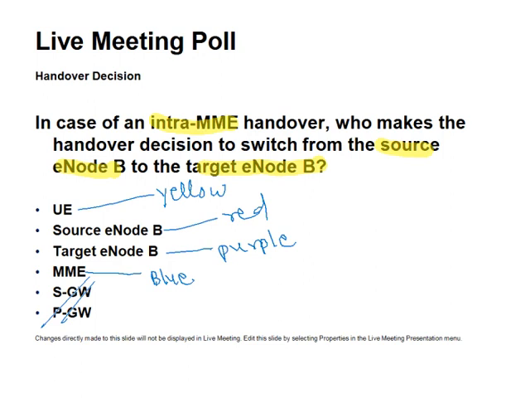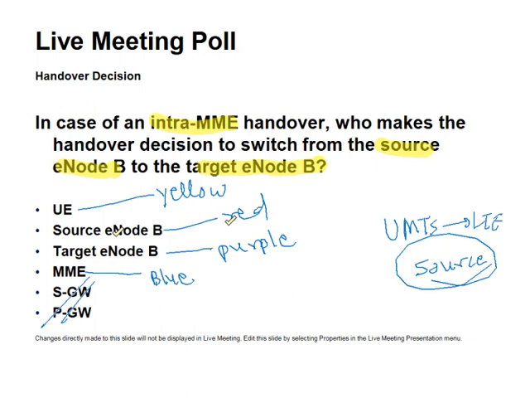Okay. So let's take a look at the colors. I see a lot of red, and that is good news. That is the correct answer. Source. The philosophy of basic UMTS and hence LTE is that source always makes the decision. And here we are going from source eNodeB to the target. So source eNodeB will make the handover decision.